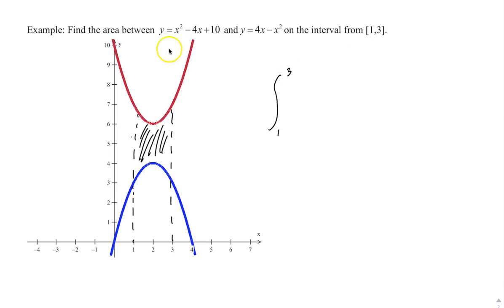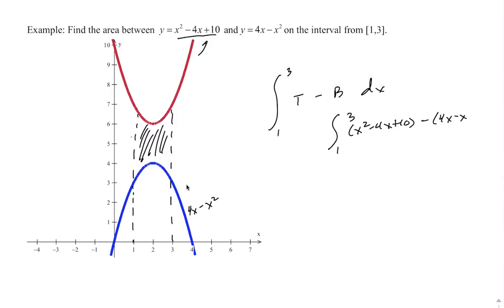Now I just have to put the two functions down, so you have to know which is on top and which is on bottom. In this case, the top one has a y-intercept of 10. That would be this one. And the bottom one is this one. You can tell it's negative x squared, so it's this one. So all we're going to do is top minus bottom. So for us, that'll be the integral from 1 to 3 of x squared minus 4x plus 10 minus the quantity 4x minus x squared dx. I would simplify if I were doing it by hand.